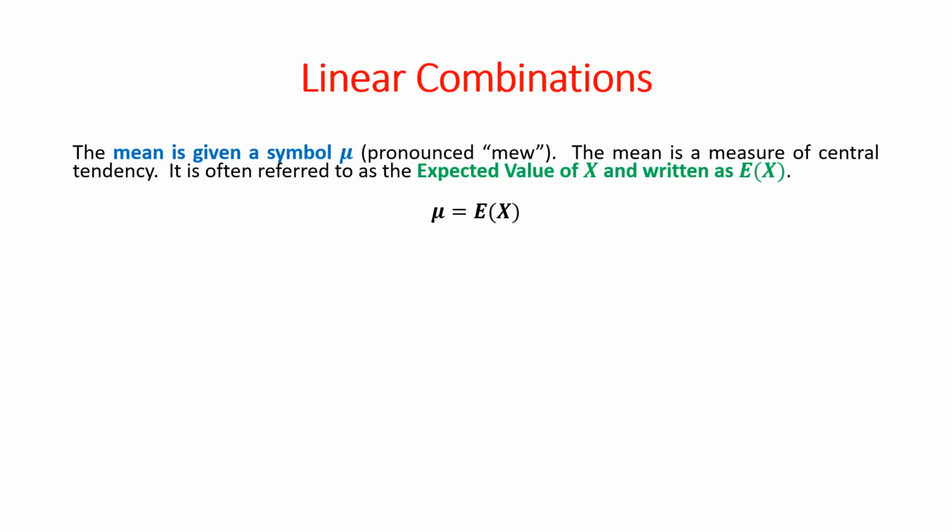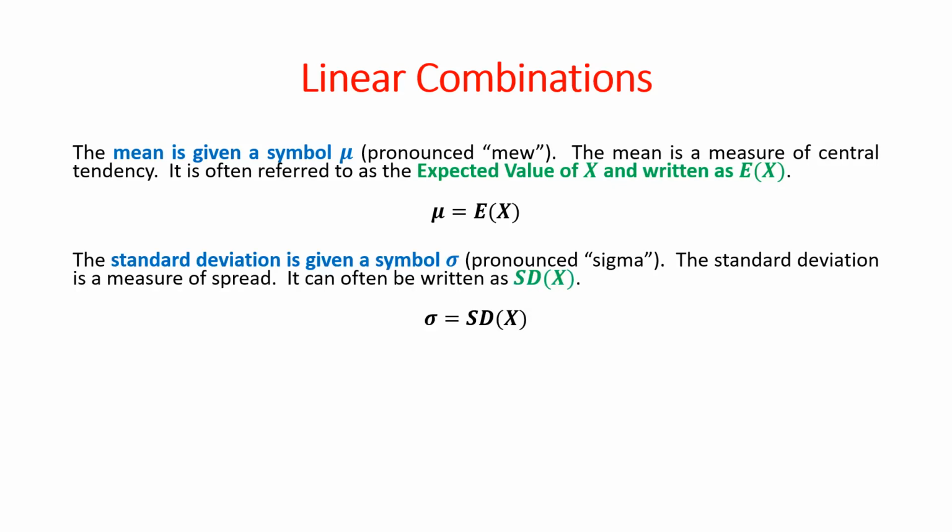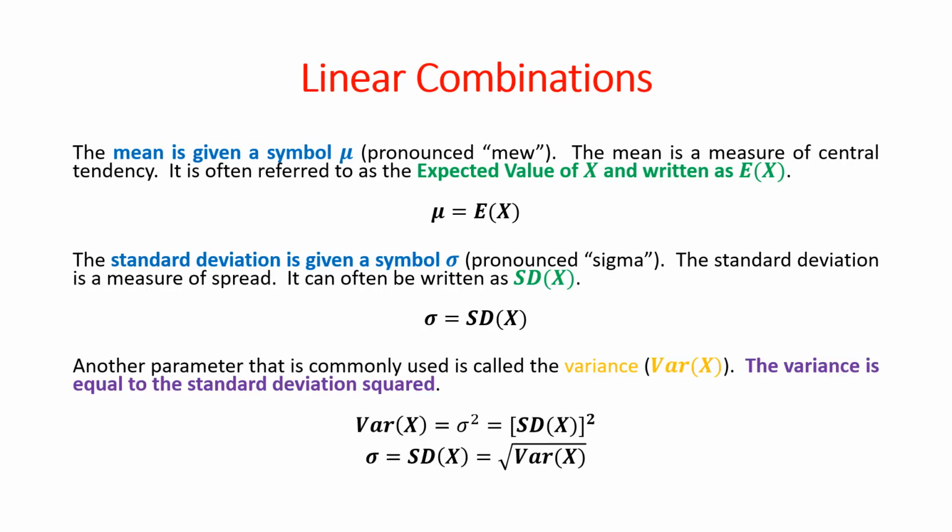Now we know the mean is given the symbol mu. It's a measure of central tendency and it can be written as the expected value of x, or E of x. We know the standard deviation is given the symbol sigma. It's a measure of spread and it can be rewritten as SD of x. And we know another parameter commonly used is called the variance, which can be shortened to var of x. It is equal to the standard deviation squared.